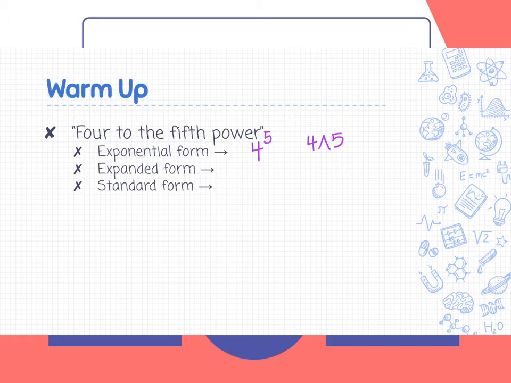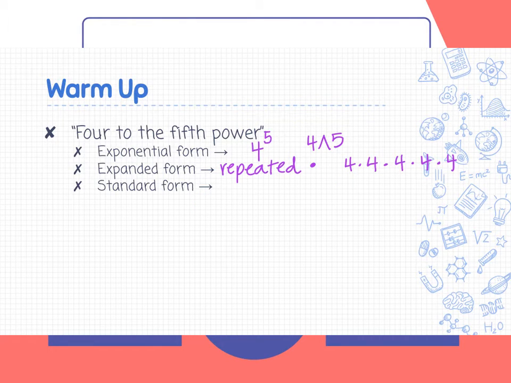Then expanded form, that's where we show our repeated multiplication. So 4 times 4 times 4 times 4 times 4. So it means 5 4s repeatedly being multiplied. It does not mean 4 times 5. No, no, no. So then standard form is like the answer.